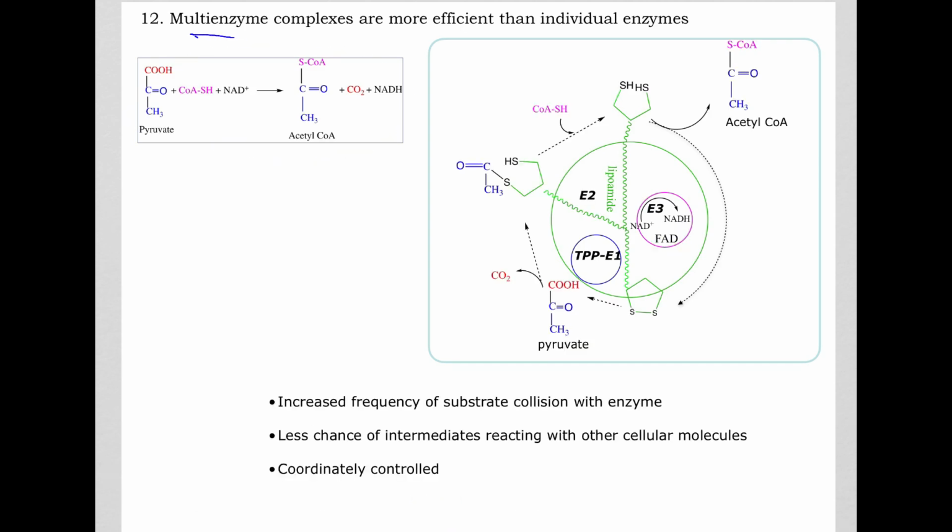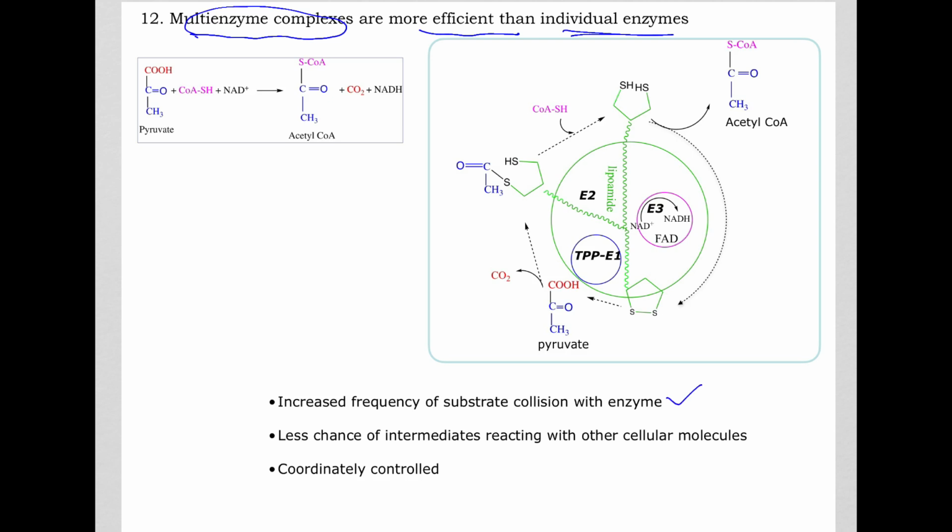So PDH is a multi-enzyme complex, and we'll see in the human body later in metabolism there are other multi-enzyme complexes. These multi-enzyme complexes are much more efficient than having individual enzymes. And why are these multi-enzyme complexes more efficient than having, let's say, 3 individual enzymes, E1, E2, E3? There are a few reasons for that.